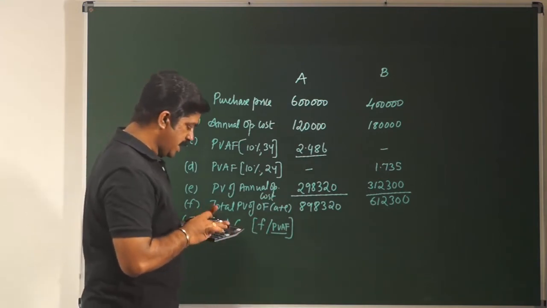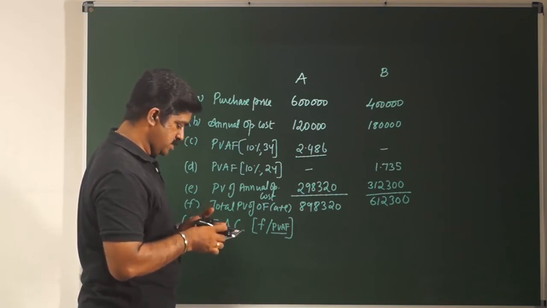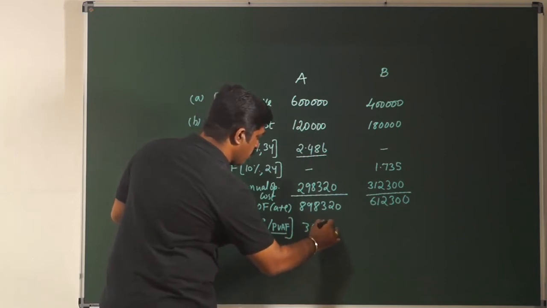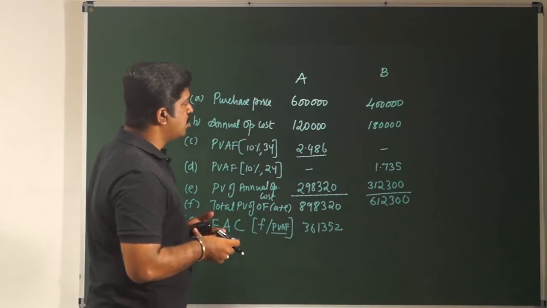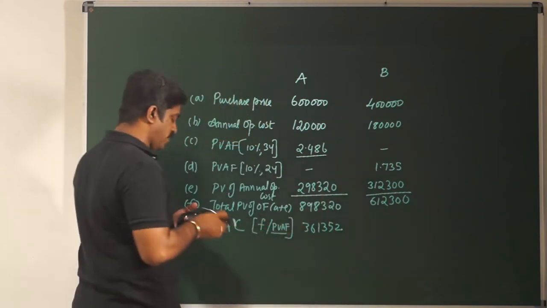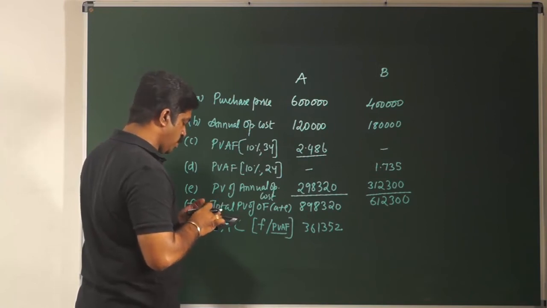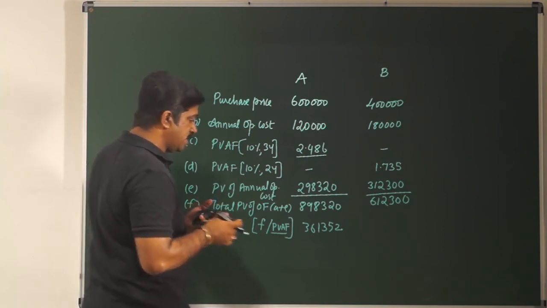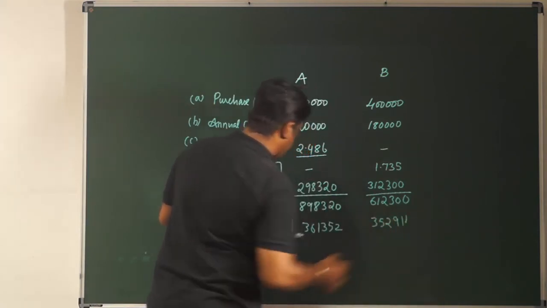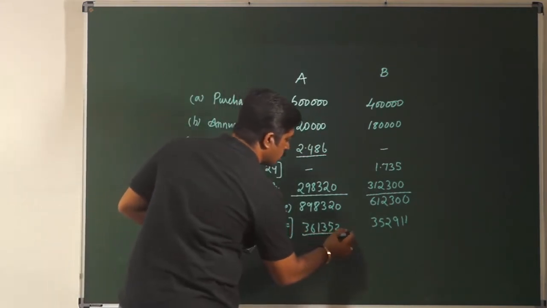So let me check. 898,320 divided by 2.486. So I get 361,352. Okay. Now let me select the second one. 612,300 divided by 1.735. It is 352,911. So now have a look at this.